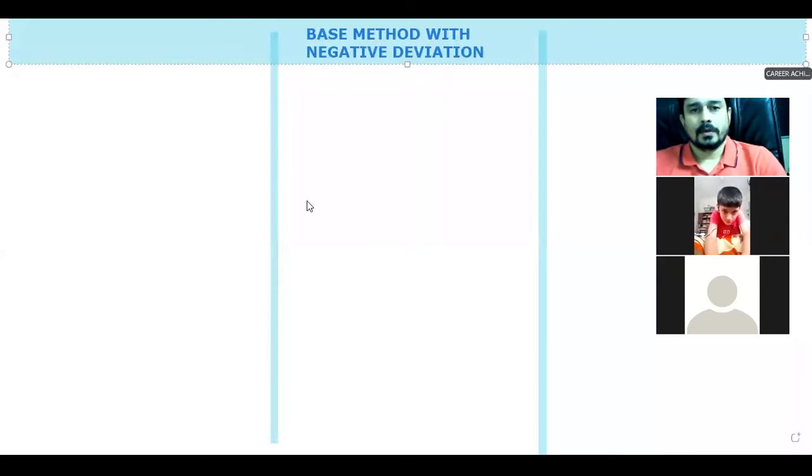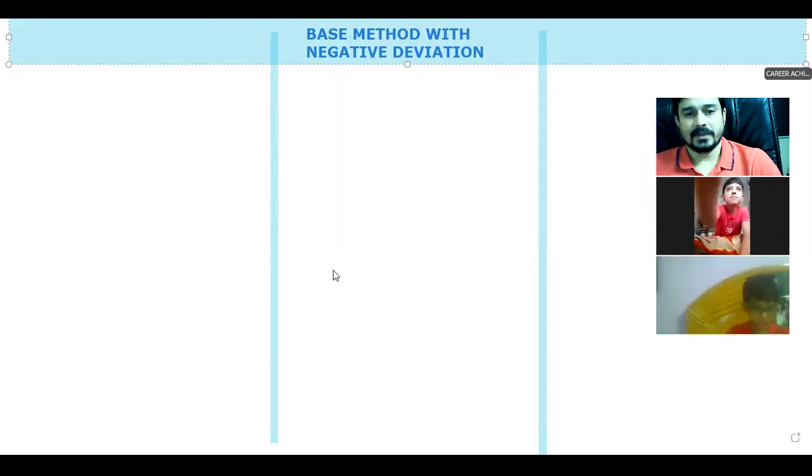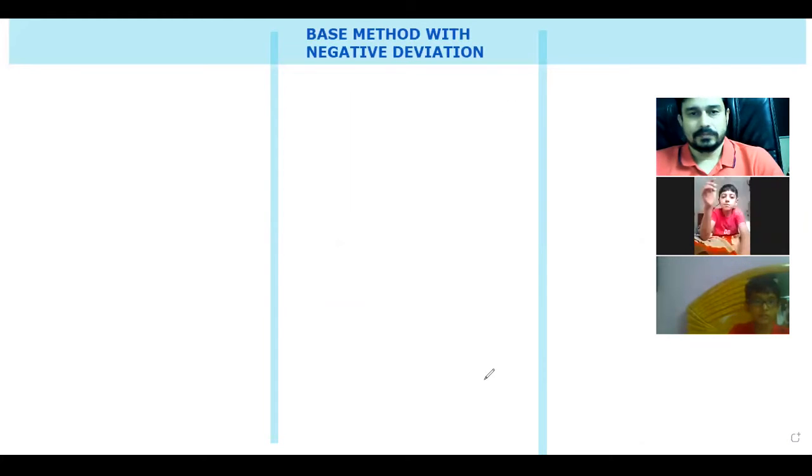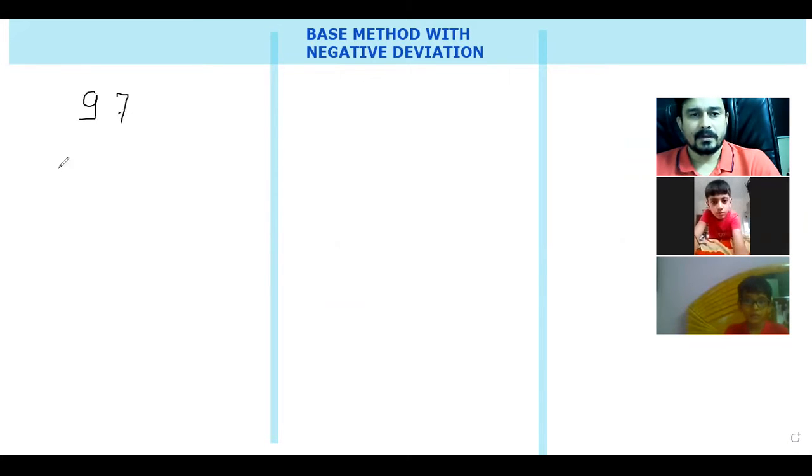Okay, so today's topic is base method with negative deviation. In previous class we have seen what are bases and what are deviation. We did how to multiply numbers having positive deviation. Now we will see how to multiply numbers having negative deviation. So let me take an example.